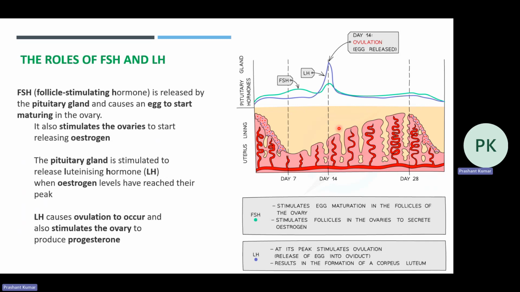So the green line is the FSH line, which starts from day 1, and there is a rise between day 7 and 14, right? Because their function is to stimulate the egg maturation. So now the egg has started maturing, and the egg must be released. So LH is higher on day 14. That will cause release of the egg in the middle of the cycle.